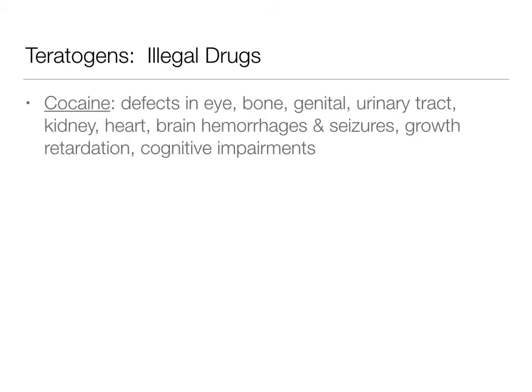Cocaine, we see that it creates defects in the eye, bone, genital and urinary tract, kidney, heart disease. It can cause brain hemorrhages in infants and seizures. We see these children often have slower growth and cognitive impairments. And again, these children are typically, especially if their mother was taking cocaine towards the end of the pregnancy, often born addicted themselves. And so then they will have to go through withdrawal as well, which can cause even more stress on that infant.